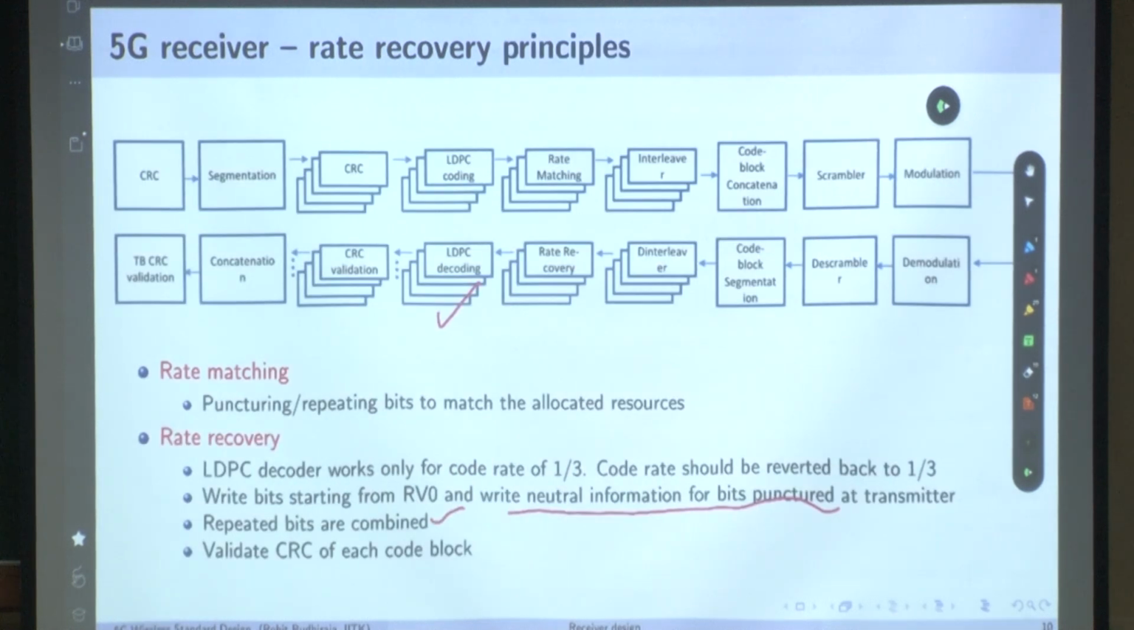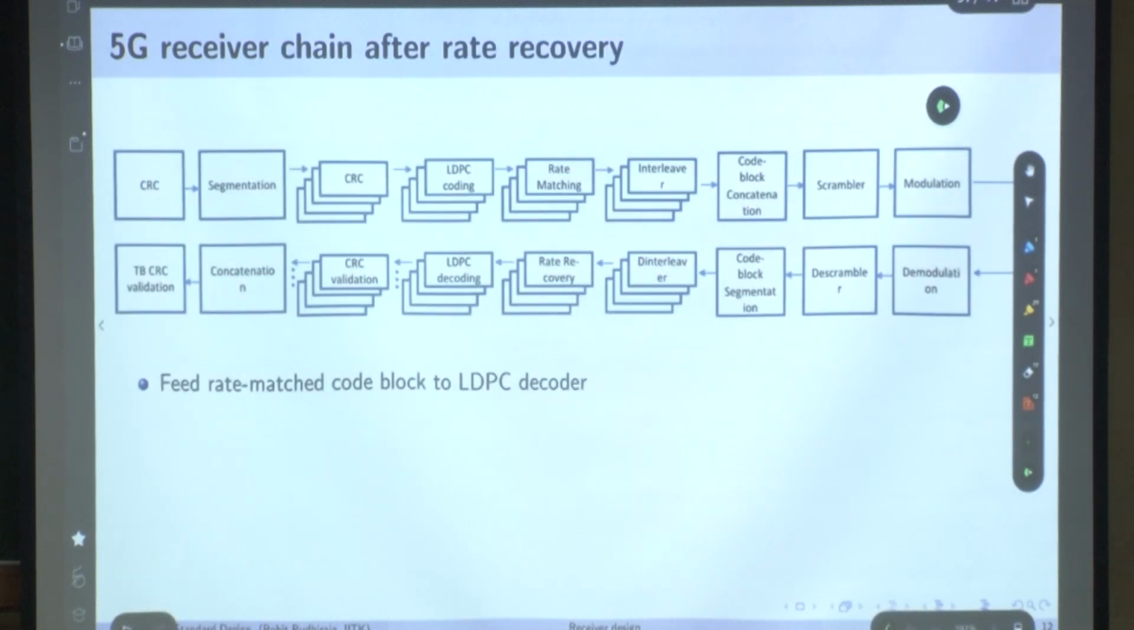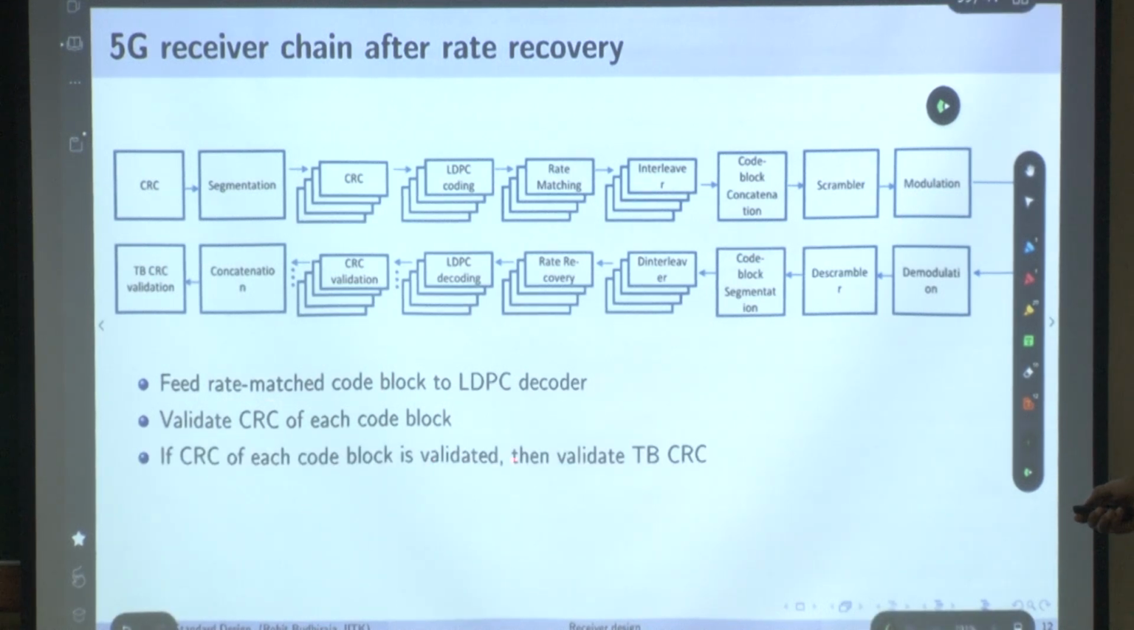Then what do you do? You decode it. Let's go back. Feed these rate matched bits to the LDPC decoder, because it's again 1 by 3 depending on what processing you did here. So feed these rate matched code blocks to the LDPC decoder, and it will give you K bits. Validate the CRC of each code block. I have told you how to validate the CRC. Once the CRC of each code block is validated, then validate the transport block CRC. If the transport block CRC gets validated, the physical layer's job is done.